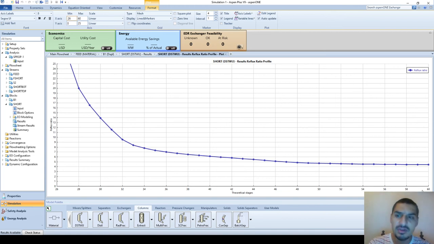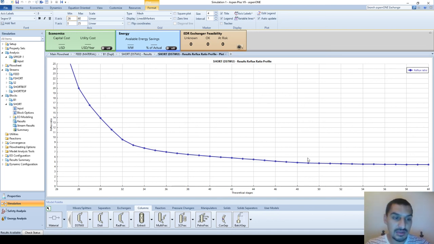So this is a very nice demonstration of the effect of the reflux ratio on the column. It's the rule of thumb that as you increase the reflux ratio, the number of stages decreases and the diameter of the column increases because you are increasing the flow rate inside the column. The other way around, if you decrease the reflux ratio, you need more stages and the diameter will get smaller because you are using a smaller flow rate. So this is what I was talking about.